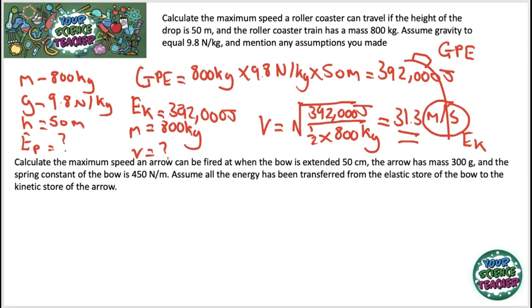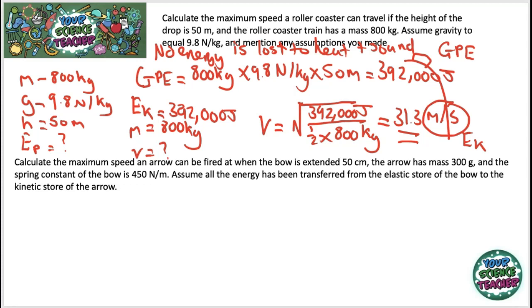And also it says, and mention any assumptions you made. So we are also going to write down that no energy is lost to heat and sound. So this will mean that all my gravitational energy is converted to kinetic energy. Now, there is a question below. If you'd like to have a go at it before I go through it, then now would be a good time to pause the video, because I'm going to go through it.